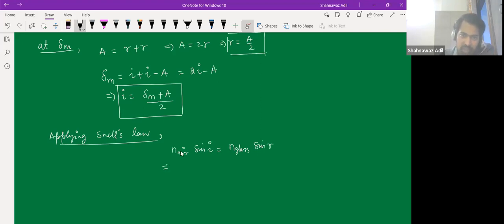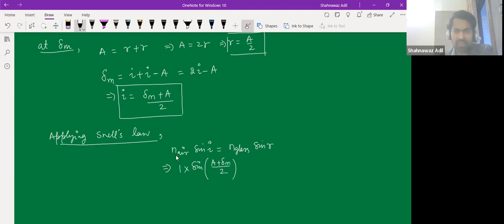So N air is 1, right? Sine i is how much? Sine of (A plus delta m) by 2. This looks the same, right? So I should write it. So sine of (A plus delta m) by 2. Sir, why is N air 1?